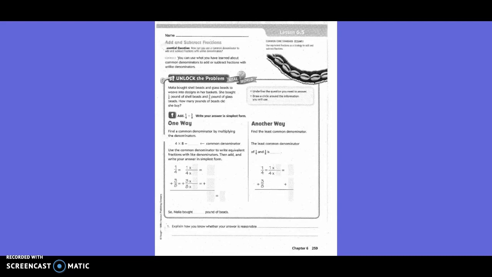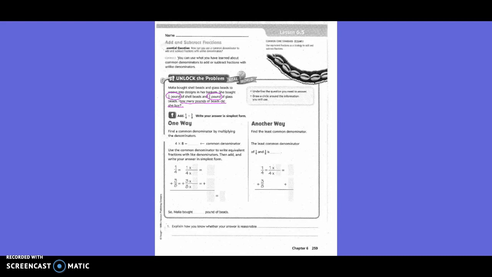So they want us to underline the question that we will need to answer. So what is that? How many pounds of beads did she buy? And then draw a circle around the information we need to use. So we need to use what? 1/4 pound and 3/8 pound. Write your answer in the simplest form.